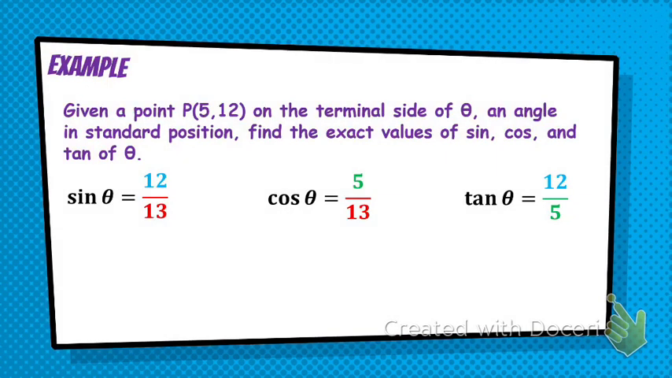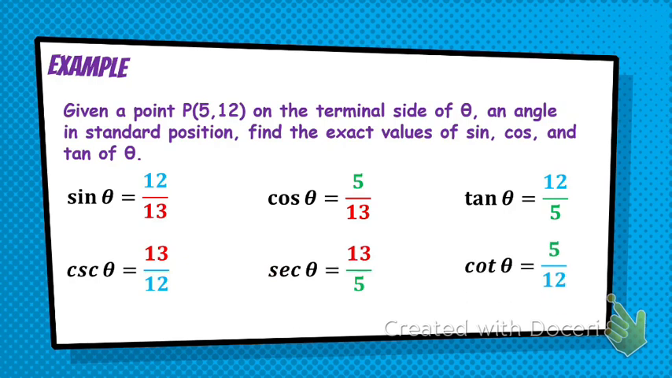So here we already have this problem. 12 over 13, 5 over 13, 12 over 5. What would be the other three trig functions that we just talked about? The cosecant, secant, and cotangent. Well, if cosecant is the reciprocal to sine, then that would just be flipping that fraction. If it's 12 over 13, then it's 13 over 12. Secant is the reciprocal to cosine, so that would be 13 over 5, and cotangent is the reciprocal to tangent, so 5 over 12. So you're literally just flipping those fractions.